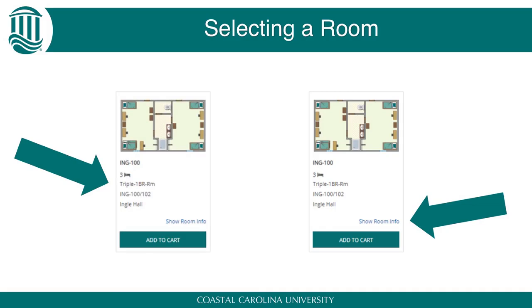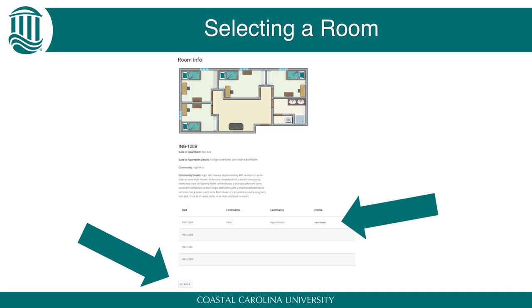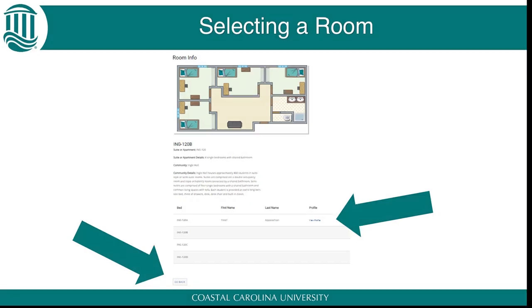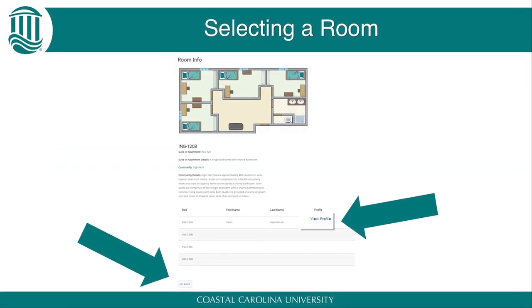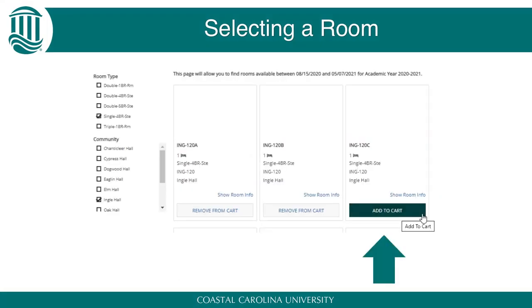You can even see more information about the room by clicking on Show Room Info on the room card. On the Room Info page, more information is provided about the room, which includes a floor plan, details about the unit and community, and the ability to view the profiles of the students already assigned. Click Go Back to return to the room list. Once you see a room you want, click Add to Cart.